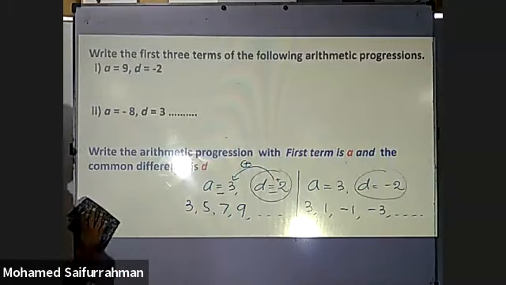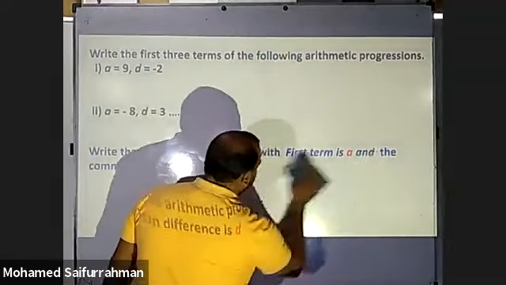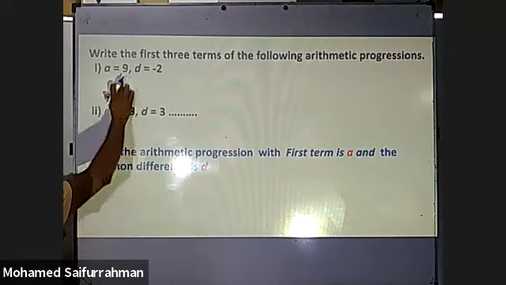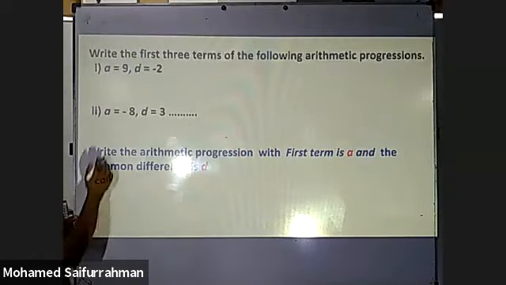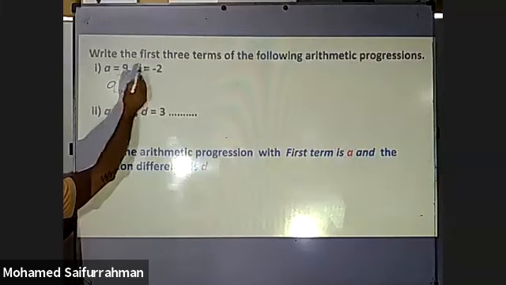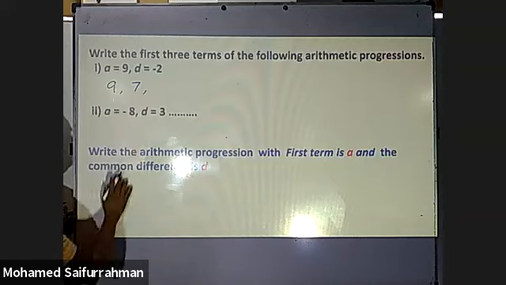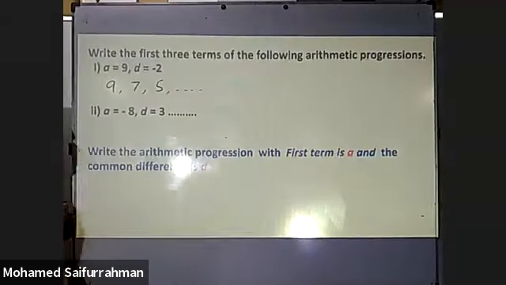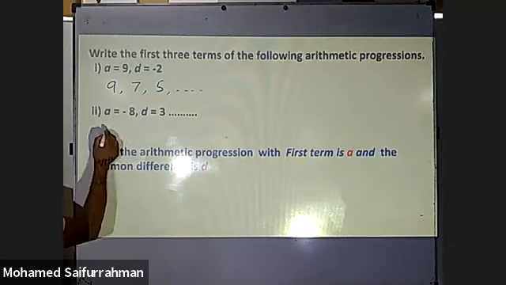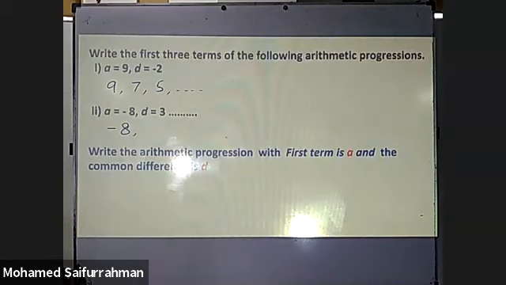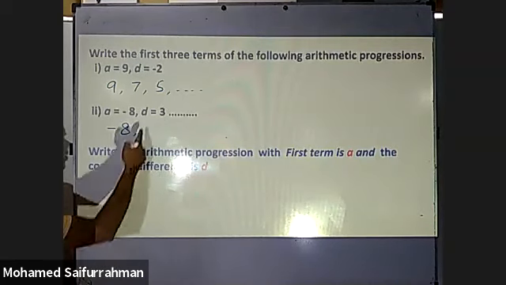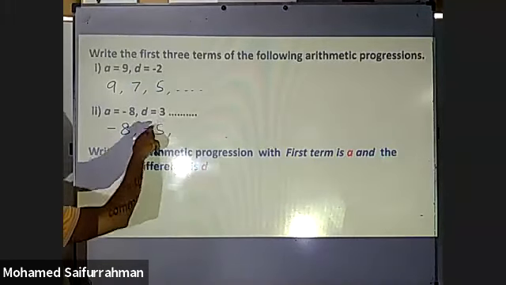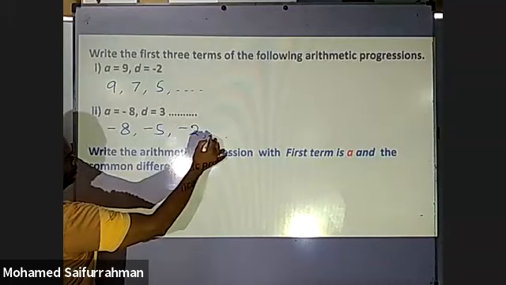With that idea, let's move to the question here. Write the first three terms. 9, 9 plus minus 2, 7, 7 plus minus 2, 5. A equal minus 8, then start with minus 8. D equal 3. When 3 is added with this, minus 5. When 3 is added to minus 5, minus 2.